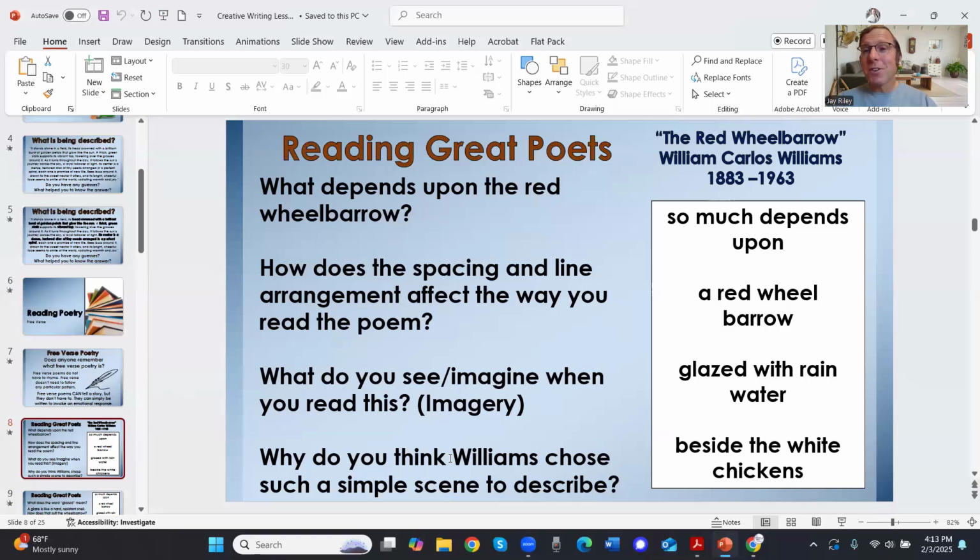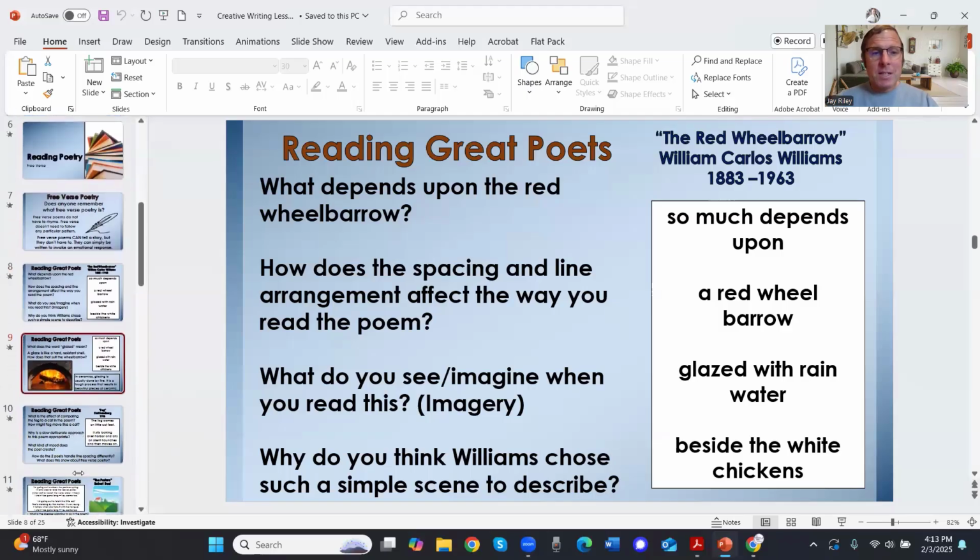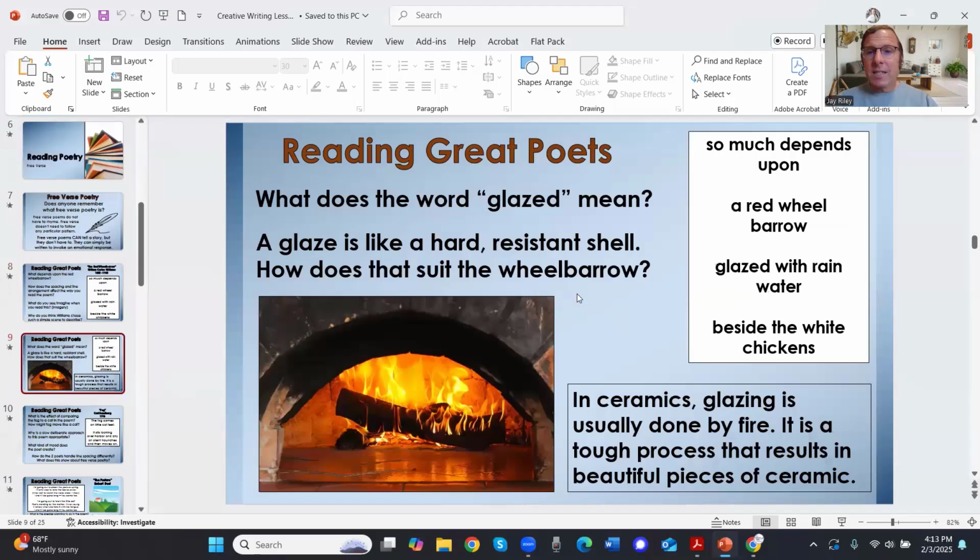Williams could have chosen this for a variety of reasons. Remember that poets look at what's around them and they choose to share whatever they're feeling or whatever scene they're observing in nature. So that may have been why. Perhaps this wheelbarrow is very special to him. We don't know. So one thing I like is he uses the words glazed with rain.